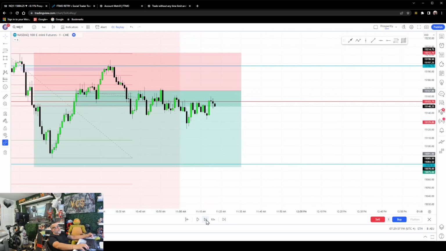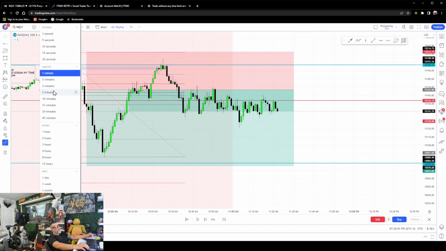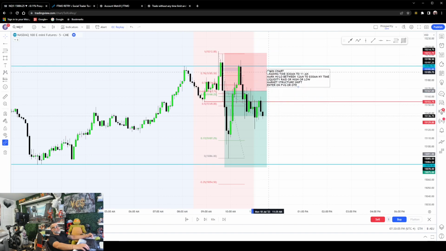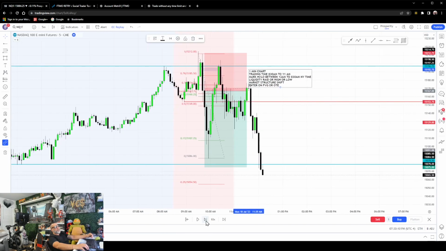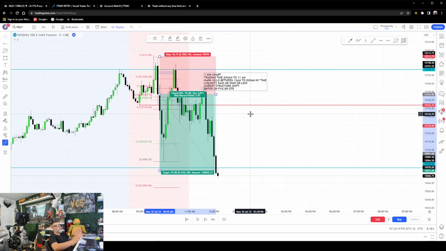Letting this play out. Let me just move it to the 5-minute chart so it plays out a little faster. All right. Move this, put it right there. And we'll see if we get TP. And full TP. That's it. That's the strategy in a nutshell.